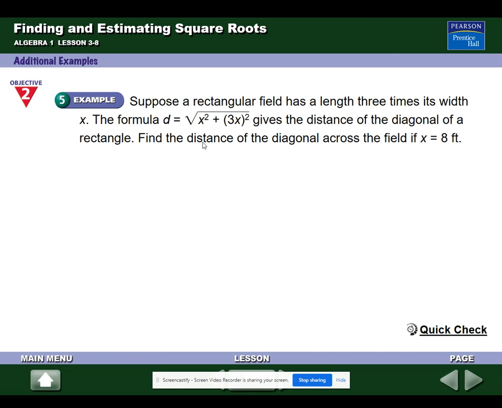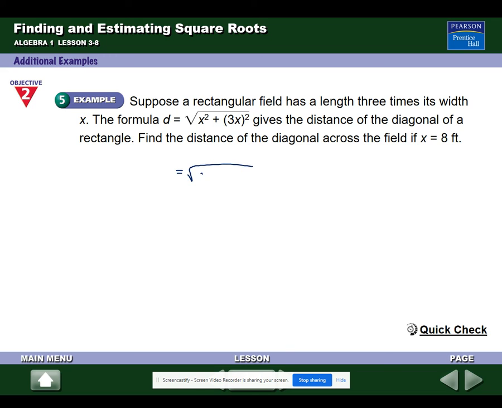One more. Suppose a rectangular field has a length 3 times its width, x. The formula d equals the square root of x squared plus, in parentheses, 3x squared gives the distance of the diagonal of a rectangle. They must have gotten that using the Pythagorean theorem. Oh, you don't know what that is yet. That's the next lesson. I'm sure you do know what the Pythagorean theorem is, but that is actually the next lesson in our book. It says find the distance of the diagonal across the field if x equals 8. So this is just a plug it in kind of problem.